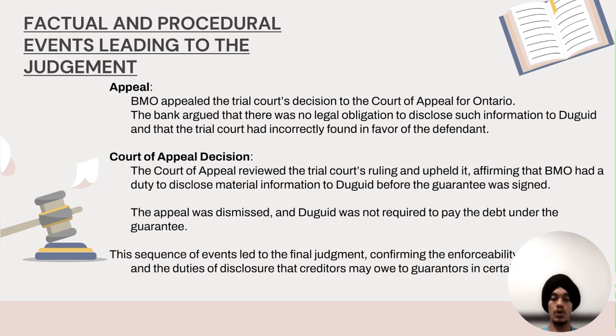After reviewing the case, the Court of Appeal sided with Duguid. They agreed with the trial court ruling, confirming that BMO did have a duty to disclose material information to Duguid before he signed the guarantee. The court found that the bank's failure to do so was a key factor, and they dismissed the appeal. As a result, Duguid was not required to pay the debt under the guarantee. In the end, the case reinforces the importance of transparency and disclosure when it comes to guarantees. Creditors like banks may owe certain duties to guarantors, especially when the guarantor is at risk of being held liable for a debt they may not have fully understood.